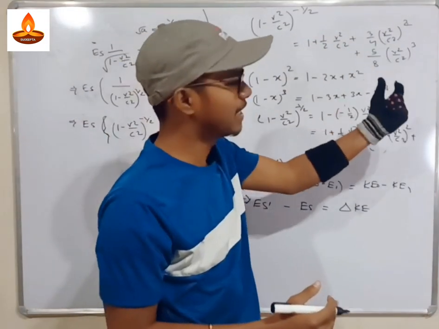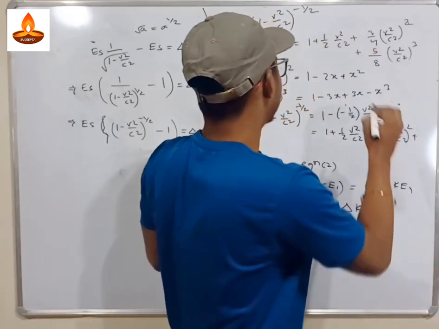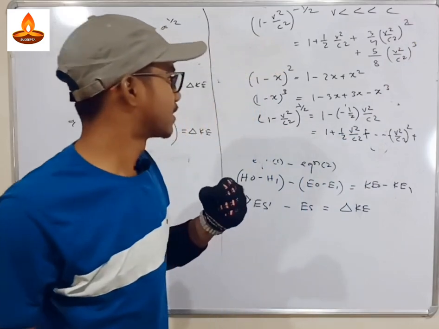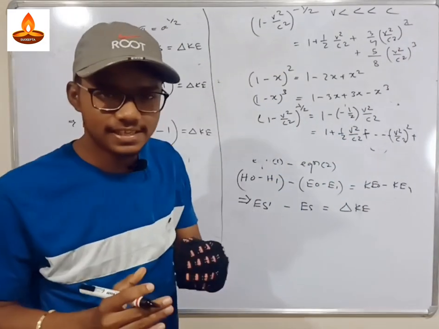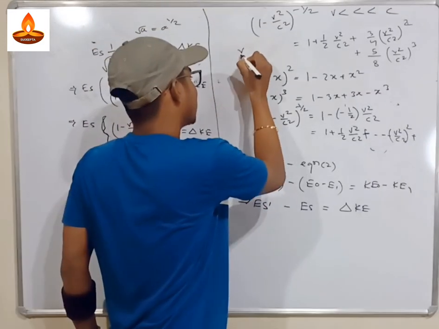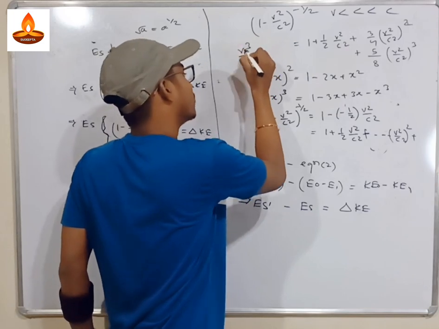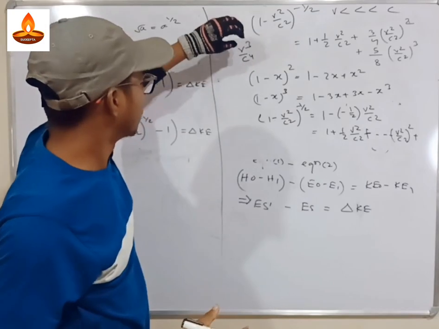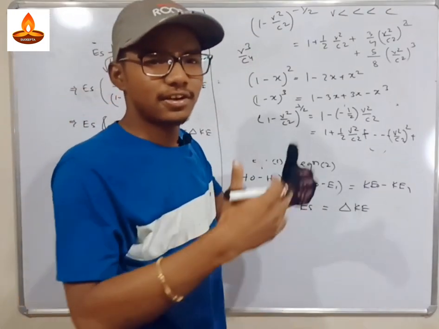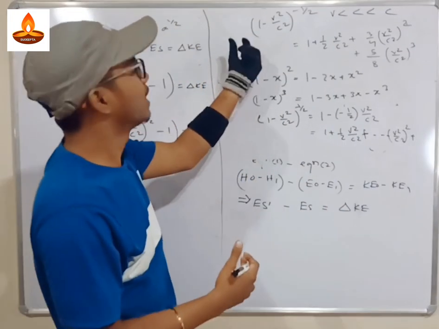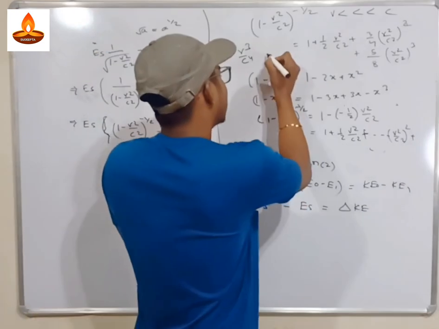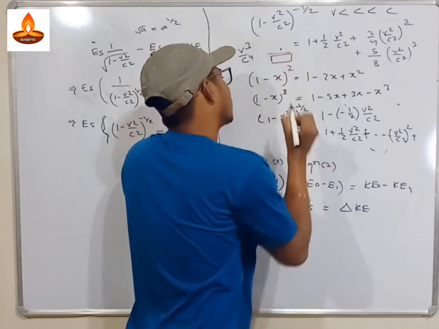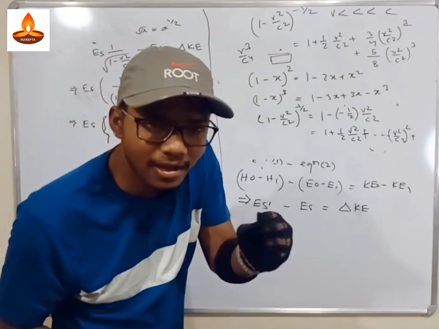Here b is very, very smaller than c. b is very, very less than c. That means, what will be the value of v upon c? If the value is v to the power 4, c to the power 4, then the denominator will increase a lot, and it will be very less as compared to this. Let's say here it is a very big number and here is a very small number. So it is very, very less than 1.